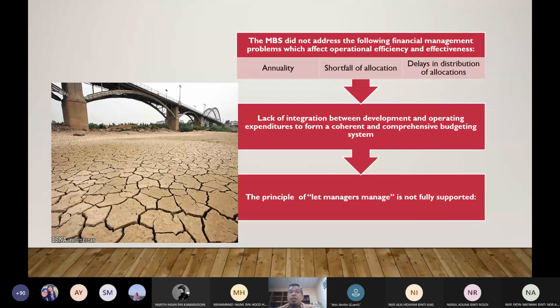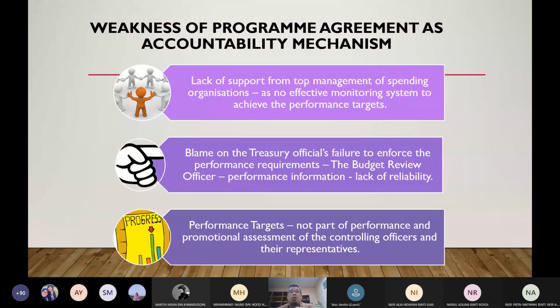And so you can see lack of integration between development and operating expenditures to form a coherent budgeting system. The principle that management is not fully supported. Right, and another problem is weaknesses of program agreement as an accountability mechanism. Lack of support from top management of spending organizations, as there is no effective monitoring system to achieve the performance targets. Okay, so take that. Blame on the Treasury officials' failure to enforce the performance requirements.